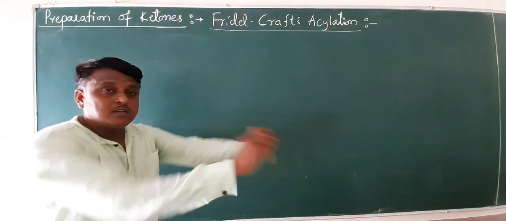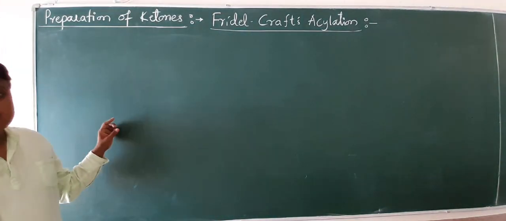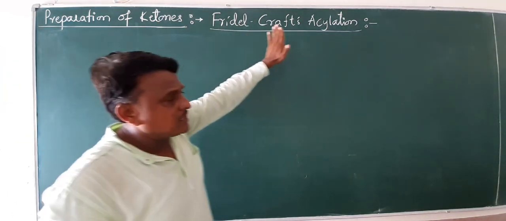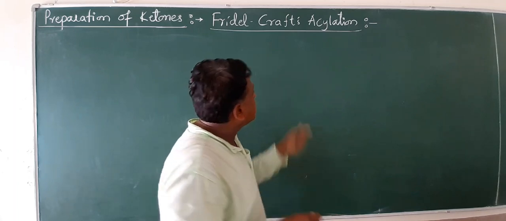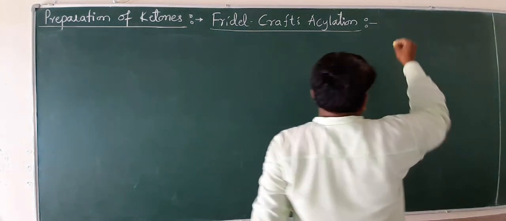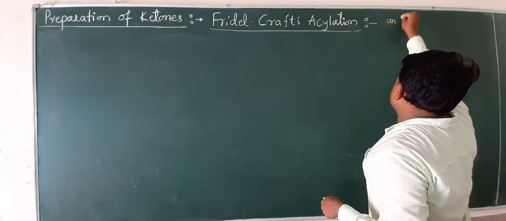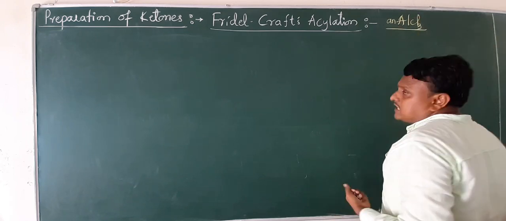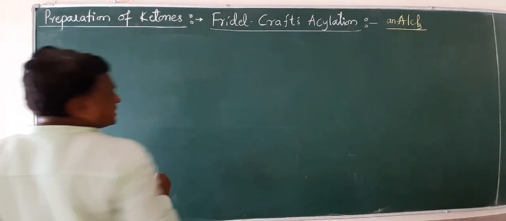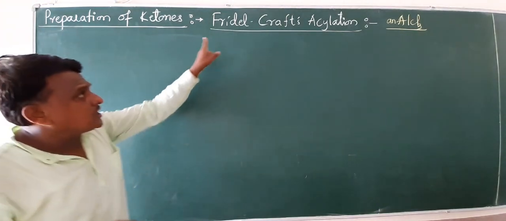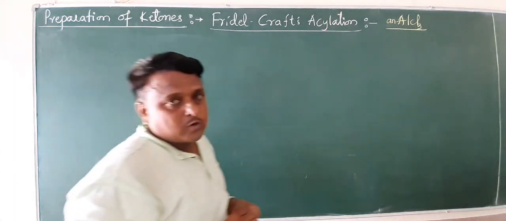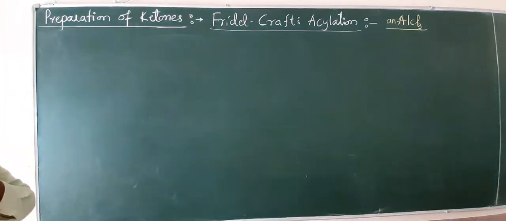Welcome to everyone. Now we move on to the next preparation of ketones. The name of the reaction is a Friedel-Crafts acylation reaction. Friends, we already know the Friedel-Crafts reaction; the reagent is anhydrous aluminium chloride, AlCl3. Anhydrous aluminium chloride is a reagent we used in a Friedel-Crafts reaction in the last chapter. We know that aluminium chloride helps to generate the electrophile.